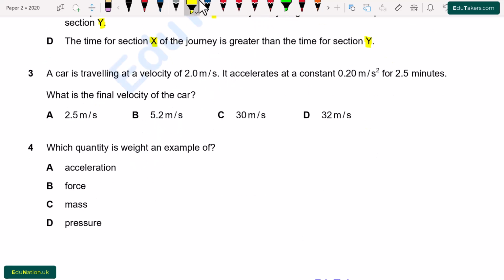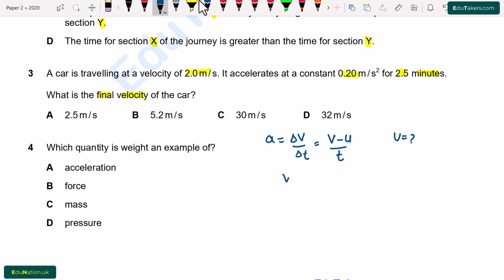Question number 3. A car is traveling at a velocity of 2.0 meter per second. It accelerates at a constant 0.20 meter per second square for 2.5 minutes. What is the final velocity of the car? So here we have to find out the final velocity of the car when the initial velocity, time and acceleration are given. So here we use the definition of acceleration, that acceleration is equal to change of velocity of a body. So it will be v minus u over t. From here we have to find out the value of v.